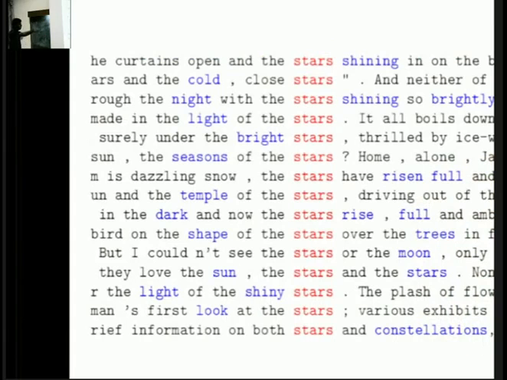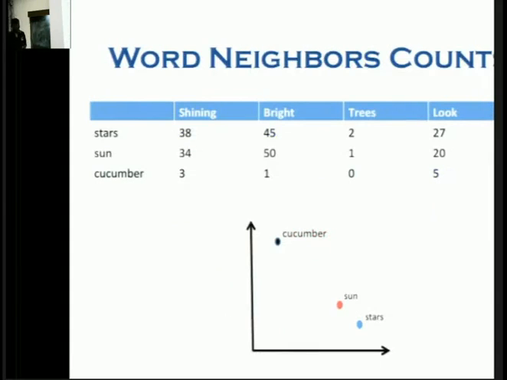So let's take an example. Suppose we're trying to find a representation for the word star. What we do is we go to our corpus, the text data that we have, and look at some words which co-occur with star, say shining, cold, night, bright, full, and so on. Now, what we want to do is capture the meaning of star using the other words which are occurring with it. So in this way, we can form a table like this, where I can say star has co-occurred with shining 38 times, with bright 45 times, and similarly for others.